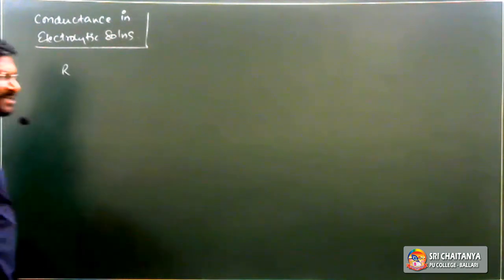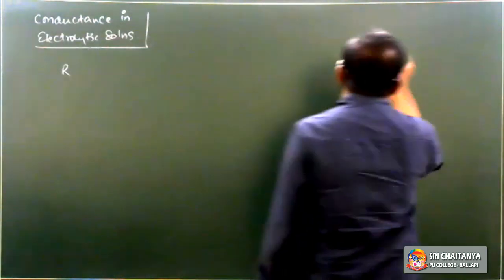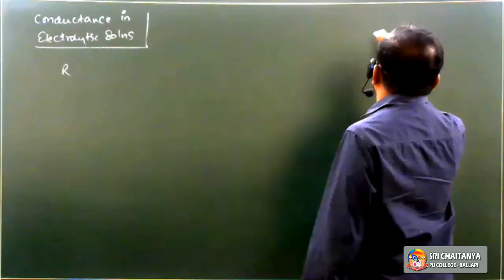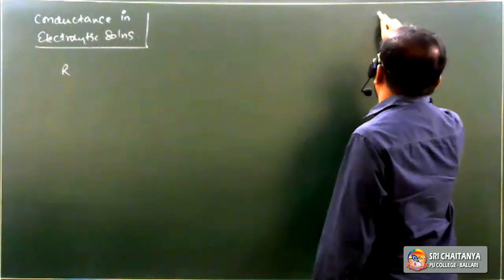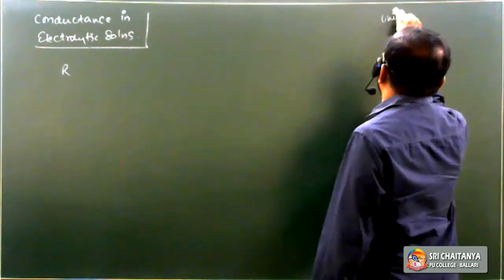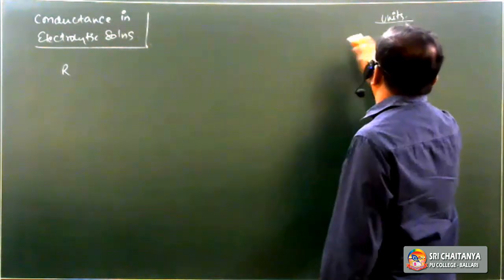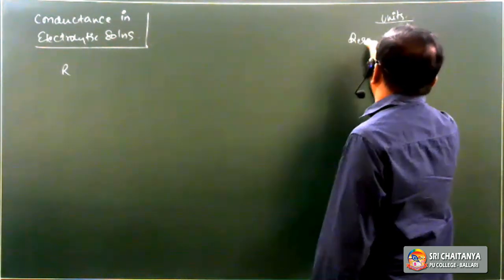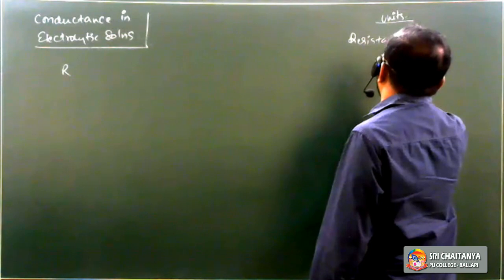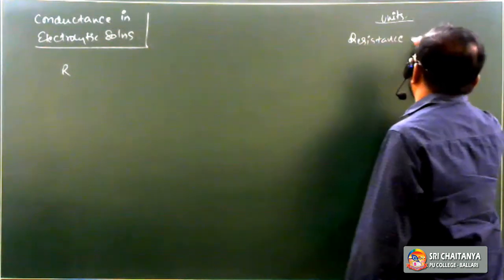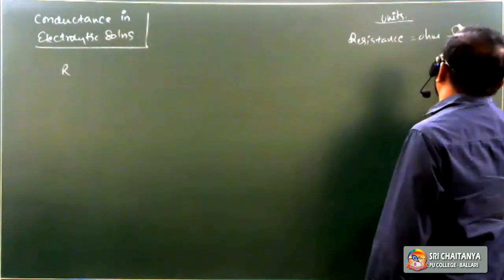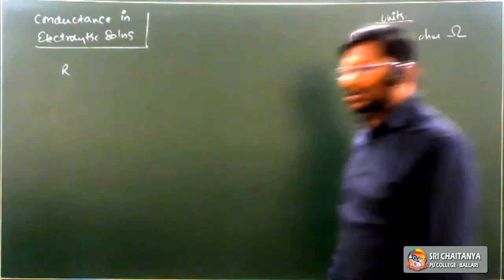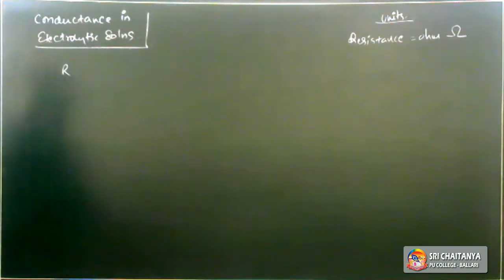resistance. Now the units we can have separately like this. The first one, resistance units. That is ohm. Resistance is mentioned in ohms.